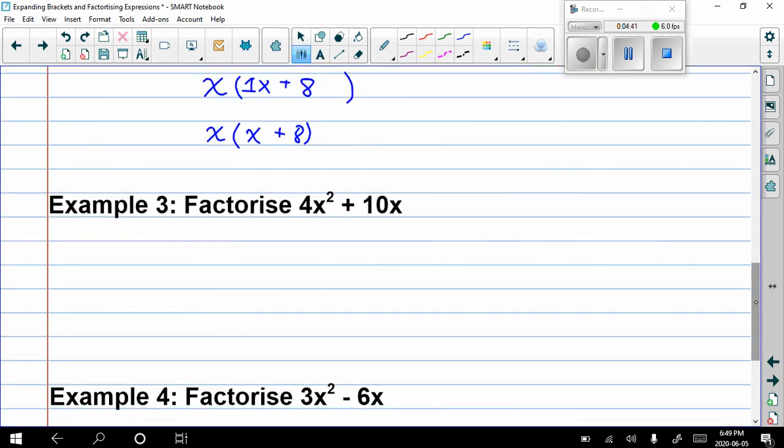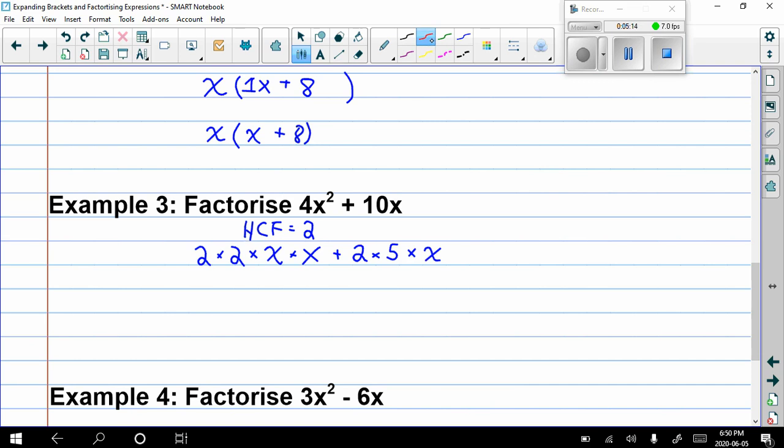Next example, example 3. Let's find our highest common factor between 4 and 10. So our highest common factor here is 2. If you're having trouble with highest common factors, go watch the highest common factor video. It can help you out lots. So here we want to break up our expression, so it's going to be 2 times by 2 times by x times by x plus 2 times by 5 times by x.